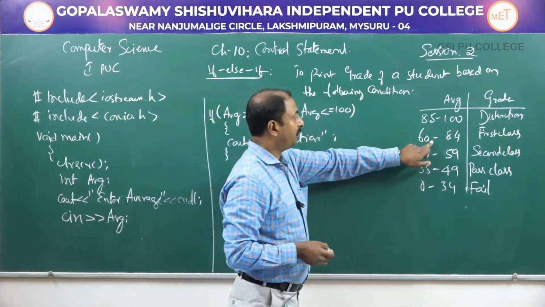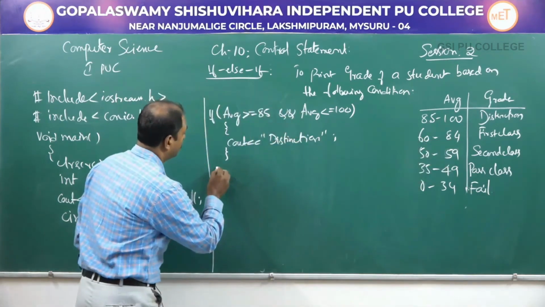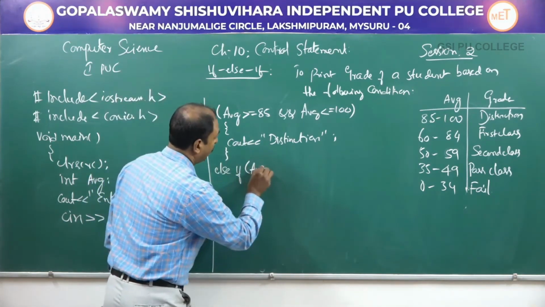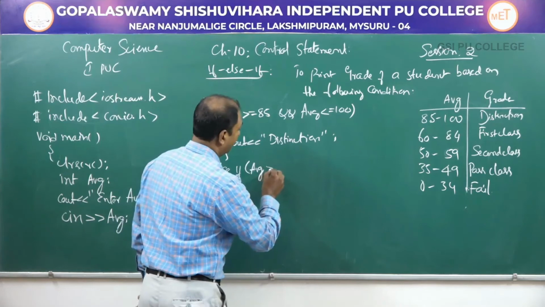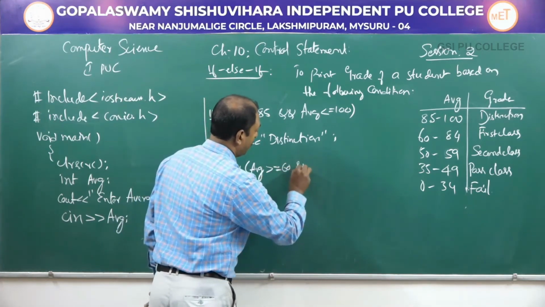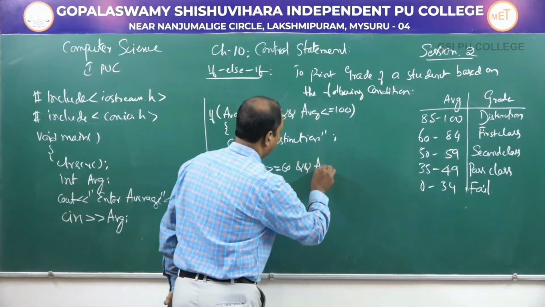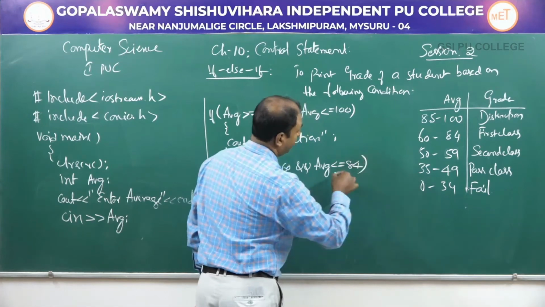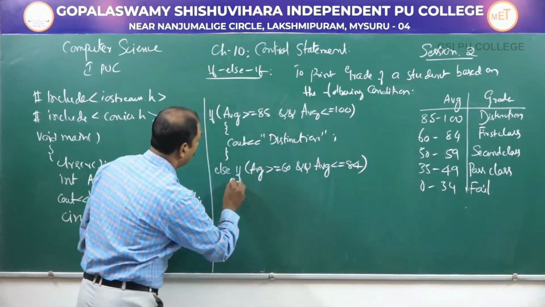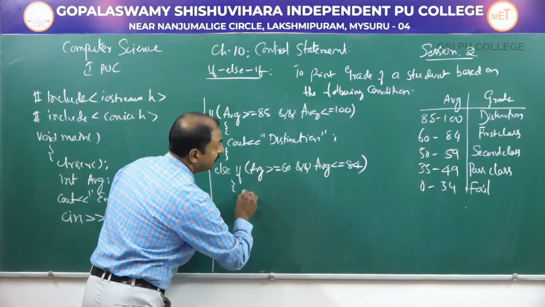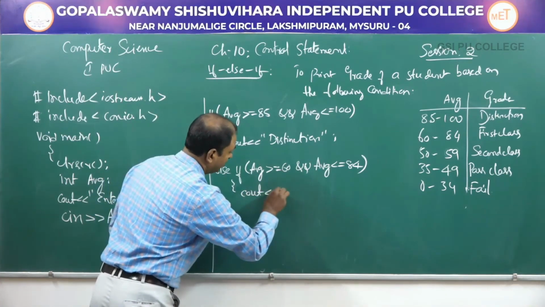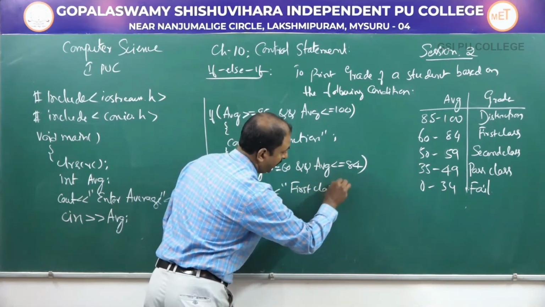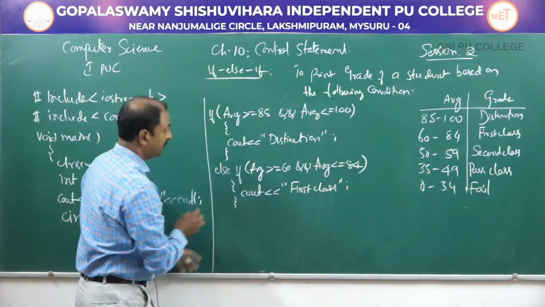So the next condition is between 60 to 84. Again we start with else if average greater than or equal to 60 and average less than or equal to 84. This is the condition given here. If it is true, we print first class. So this is cout first class, and close this. So this is the second condition.